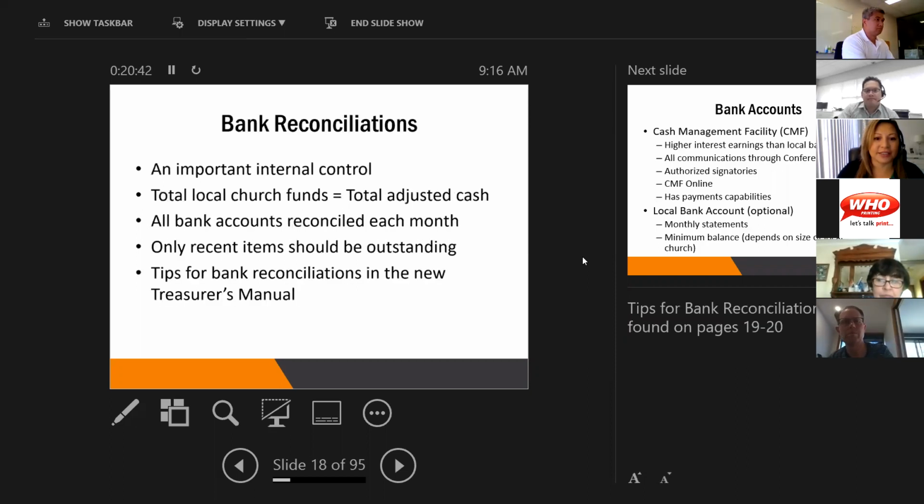Bank reconciliations. These are an important internal control function, and it's a process that identifies the difference between the bank statement balance and the total church funds at the end of the month. All bank accounts need to be reconciled, and only recent items should be outstanding. On the Treasurer's Manual, page 19, you can see more tips regarding this. For example, the start balance should be equal to the end balance from last month. Any interest needs to be recorded, etc.